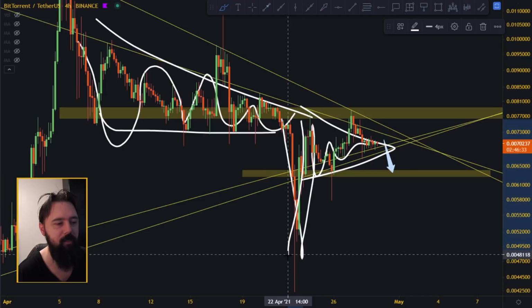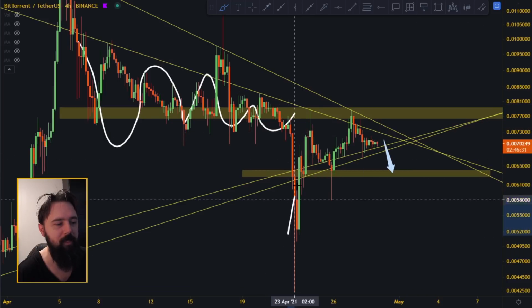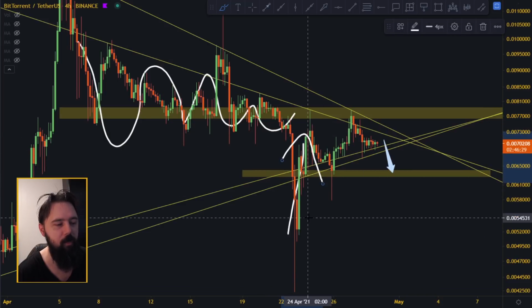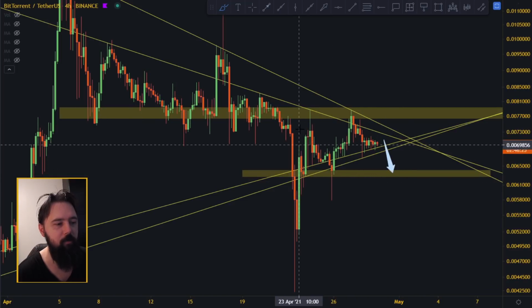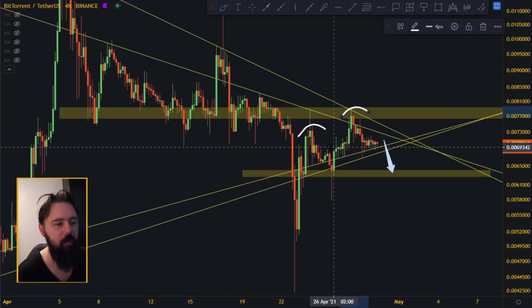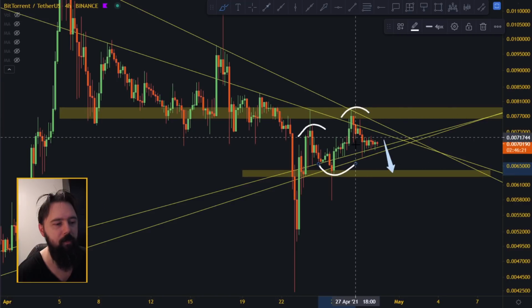Going inside a pennant, and we are expecting a break to the upside, because this pennant is being created from the downside up, so it's going like this. You might even consider this as a high and a higher high, and a low and a higher low.